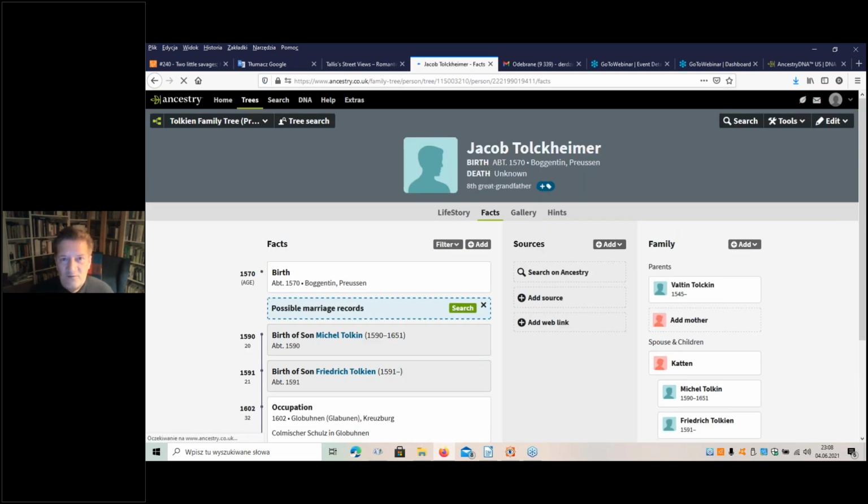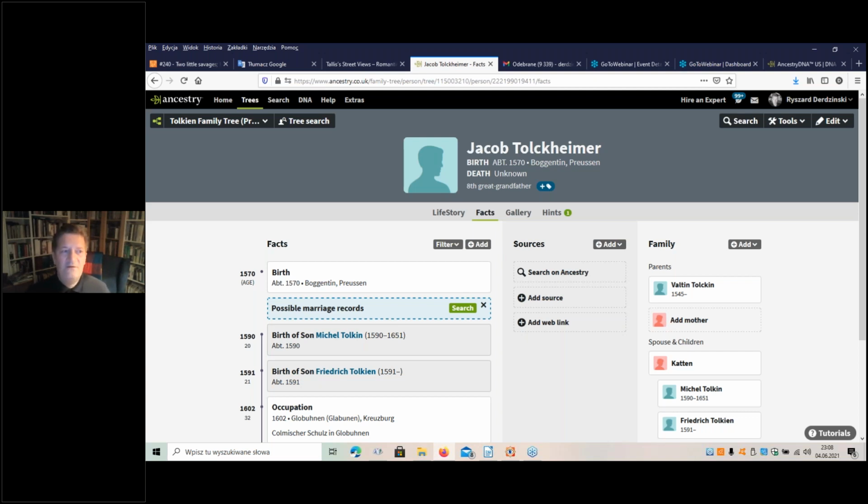And now we have some kind of probability that his father was Jakob Tolkeimer, who was a man living in the village Globunen. I suppose my theory is that the Tolkiens from Globunen and Tolkiens from Kreuzburg, who were for sure cousins, that they all came to Kreuzburg from Globunen, from this village. And in Globunen, I find the Tolkiens in the 16th century. One of them is Jakob Tolkeimer, and there was a small village, in fact, it was close to Wogau, and it was called Tolkheim. It means a village of translator.